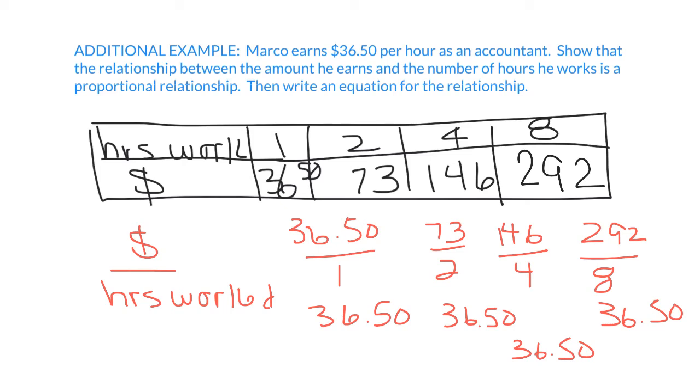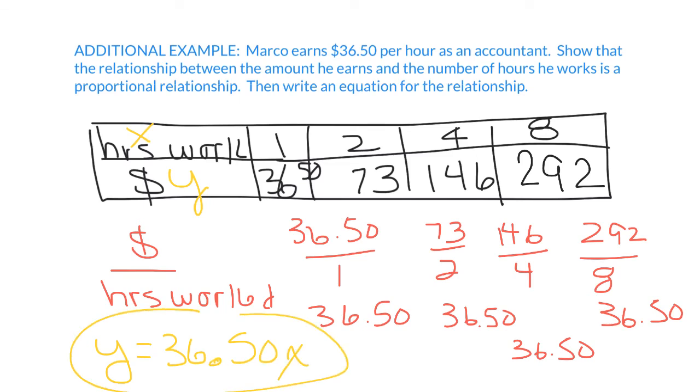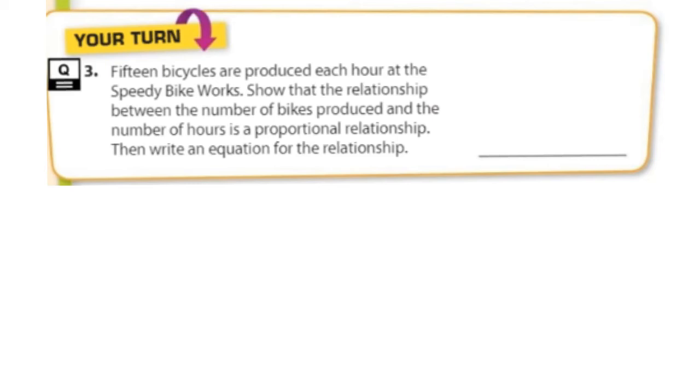So let's see, they also want us to write an equation for the relationship. So keep in mind that this is your X number, this is your Y number. So Y equals 36.50 X. And that would be your equation, which you could have gotten if you understand what's going on just from right there. But that's okay. One step at a time. You'll get it. Okay, you try your turn, and I'll be back.